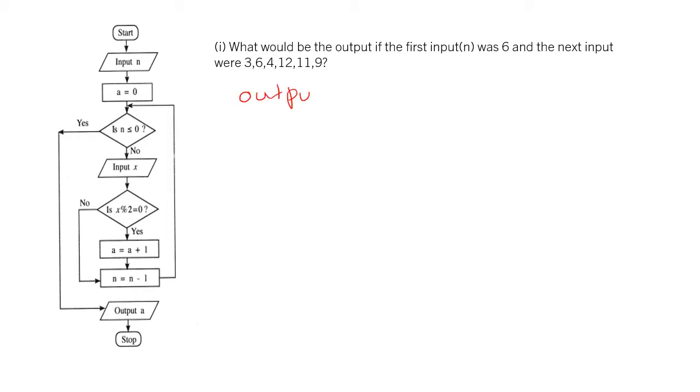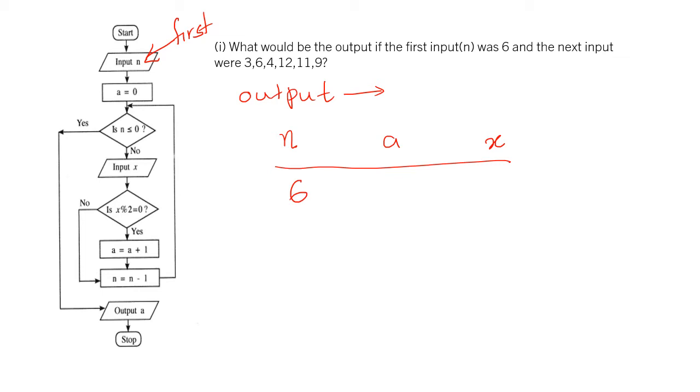So before you do that, what you do is go through this flowchart and see what variables are used. Now you go here, you see the variable n and you see variable a. And here when you go, variable x. These are the basic variables used. Now we go through that and see what would be the output if the first input n was given as 6. So the first input is this. So that is given as 6.